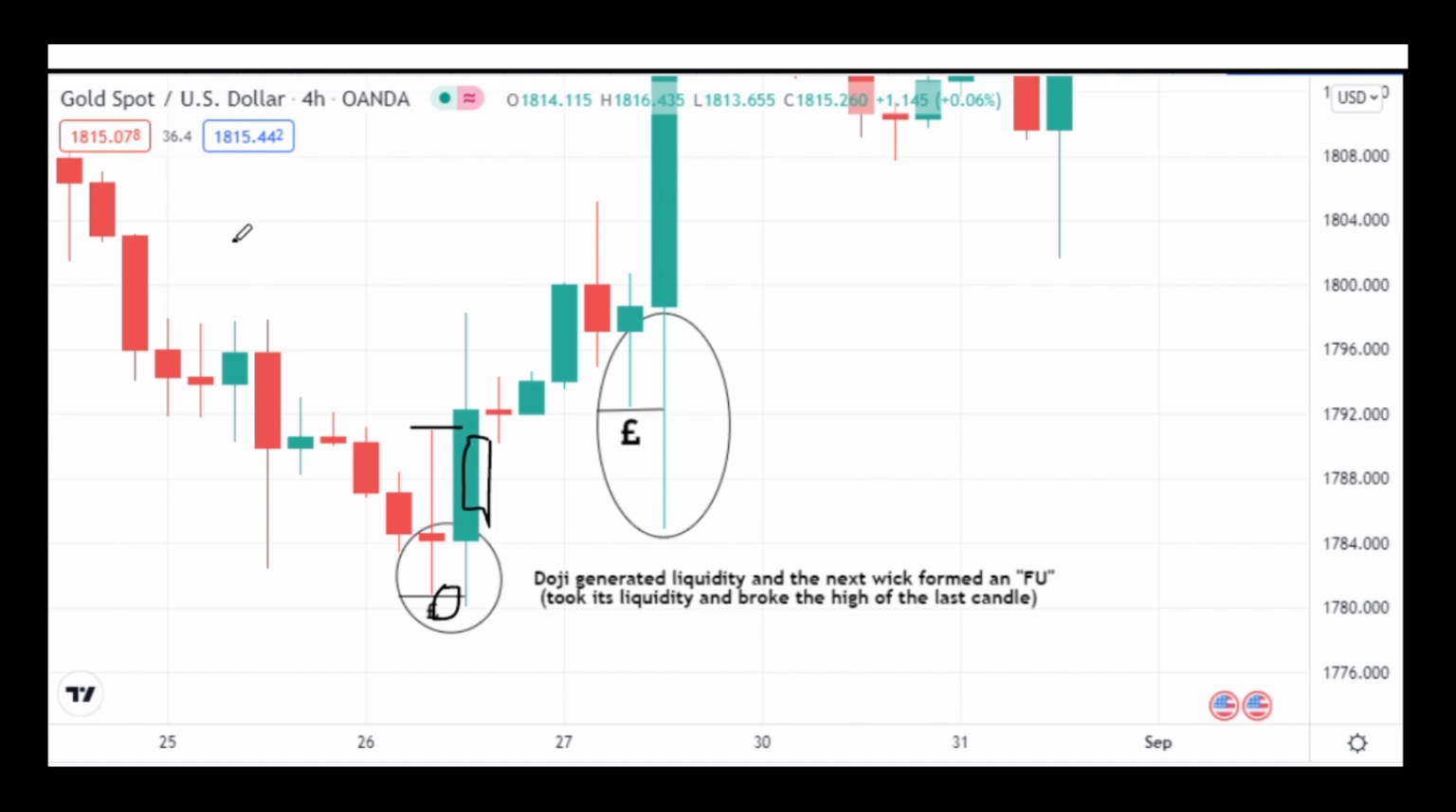Then we consider this candle right here, the bullish candle here, as an FU candle. Okay, so this is our FU candle, not the doji candle, right?